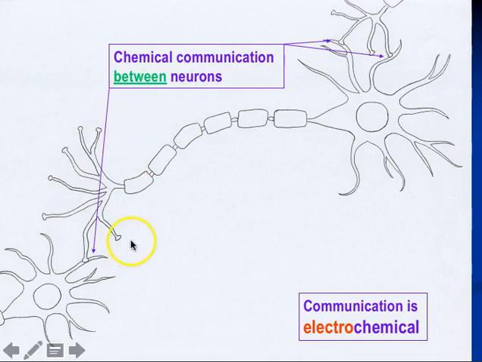When the message comes down to the synapse, you get a change. You have electrical communication inside the neuron, and then when it gets to the synapse, it changes and becomes chemical communication. That is why a neuron is said to have electrochemical communication. It has both electric within the neuron and chemical between the neurons. We're going to stop here. I'll pick up on another video on the next portion.